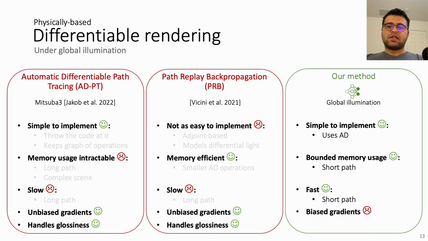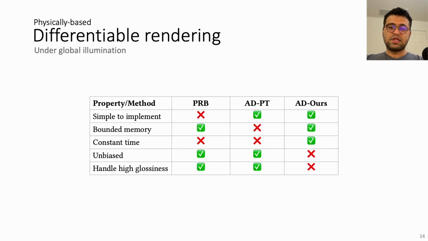But the issue is that it will have biased gradients. And we expect that the quality of our method degrades if glossiness goes very high in the scene and there are very complex interreflections as a result of specularity. This table summarizes the pros and cons of these methods that all provide global illumination.